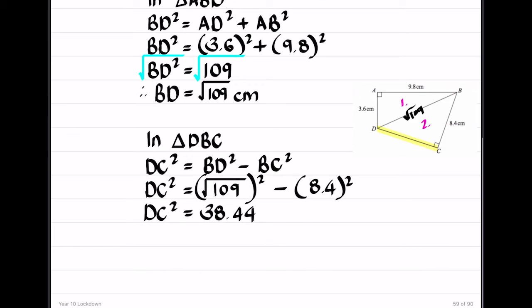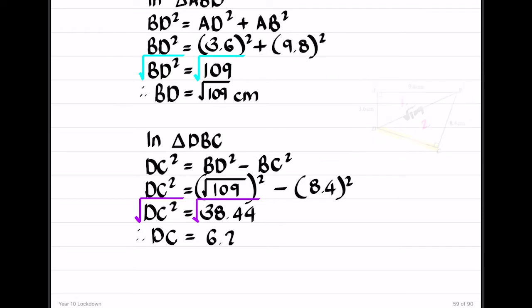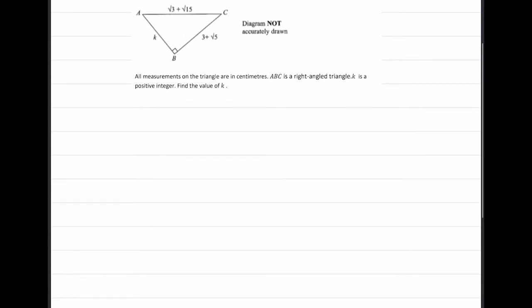But I'm not looking for DC squared, I'm looking for DC by itself. So I'm going to square root both sides. The square root of DC squared is therefore DC, and that is equal to the square root of 38.44, which becomes 6.2 centimeters.